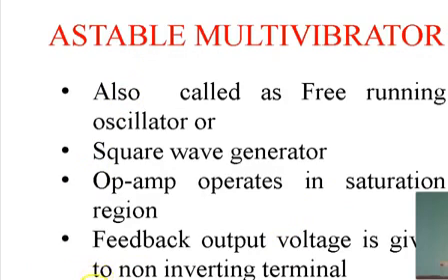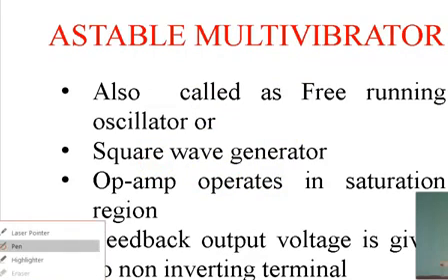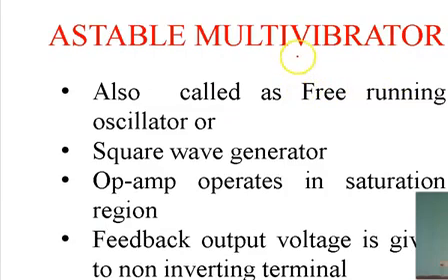First, let's see what a multivibrator is. A multivibrator is a circuit that switches between two states, that is, high state and low state.